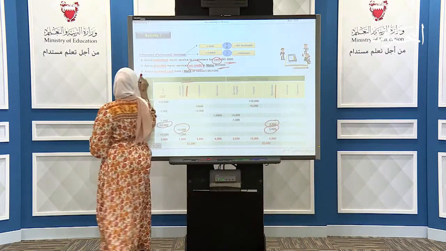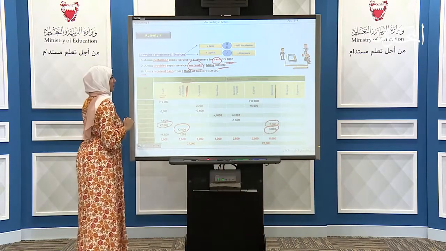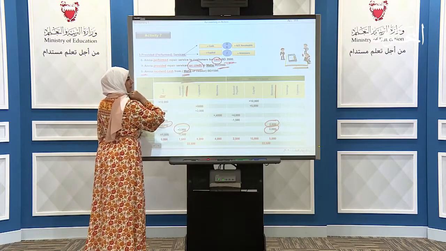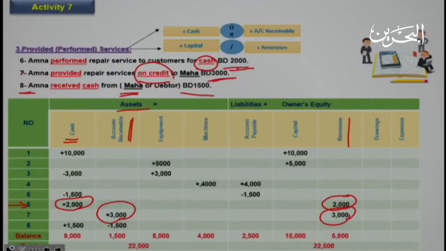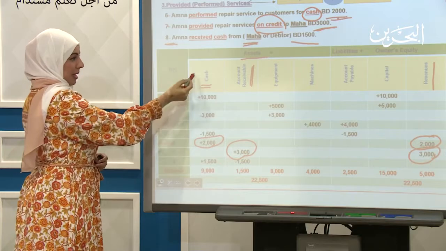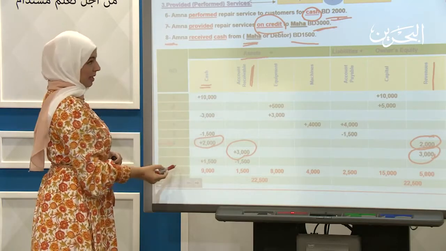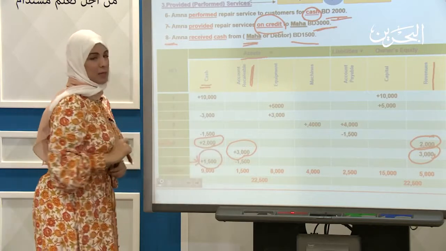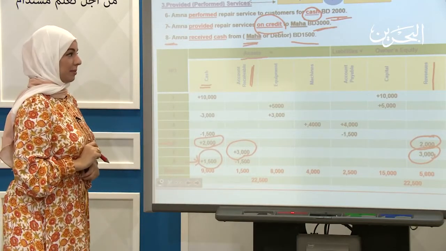Moving to the last transaction in this section. Amna received cash from Maha with an amount of 1,500. In transaction 7, I provided service to Maha, but I didn't receive the amount. Now, in this transaction, I actually received the amount. So, coming to the cash, it will be increased by the amount I receive. So, it will increase by 1,500.